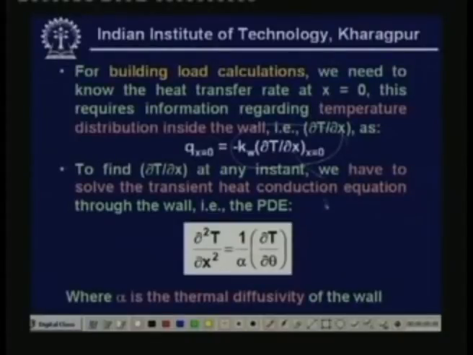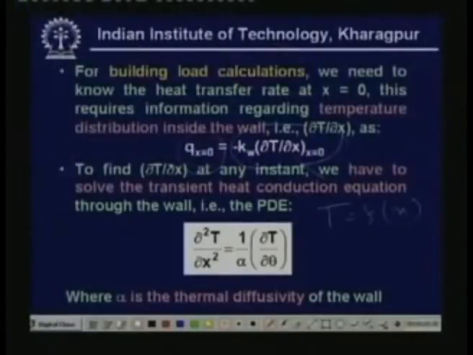So if you know T as a function of x, okay, then you can find out dou T by dou x at any theta, taking the value of x as 0. So from this you can find out this parameter. Okay, so how do we find the temperature distribution inside the wall? As I said, for the sake of simplicity, let us assume that the wall is a homogeneous wall. Okay, if the wall is homogeneous, then heat transfer is by conduction. So if you want to find out the temperature distribution inside the wall, you have to solve the unsteady state conduction equation.